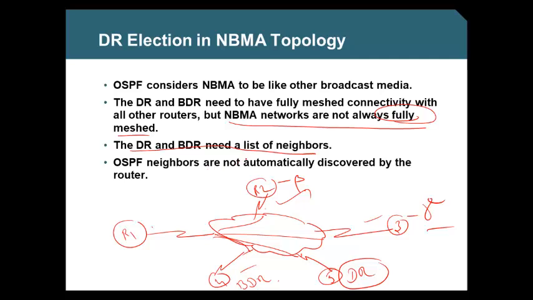OSPF thinks that NBMA is also like a broadcast media, like the one I drew with the switch. And it starts running a DR-BDR election. But DR-BDR needs full mesh. In the real world, not every NBMA is full mesh. So that DR-BDR is useless. We need to do something for that. Not only that, the neighbors need to be manually configured. They are not automatically discovered. We'll discuss all these matters in our next class.